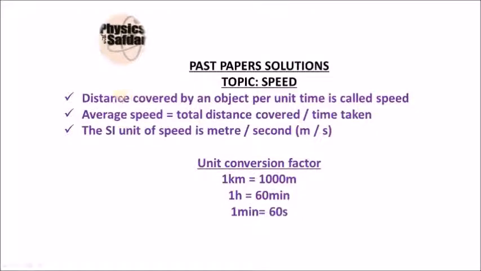The first point is that the distance covered by an object per unit time is called speed. You can calculate the average speed by using this equation: total distance covered divided by time taken. The SI unit of speed is meter per second. One more thing, you need to remember these conversion factors: 1 kilometer is equal to 1000 meters, 1 hour is equal to 60 minutes, and 1 minute is equal to 60 seconds. So let's begin the solution of the questions.